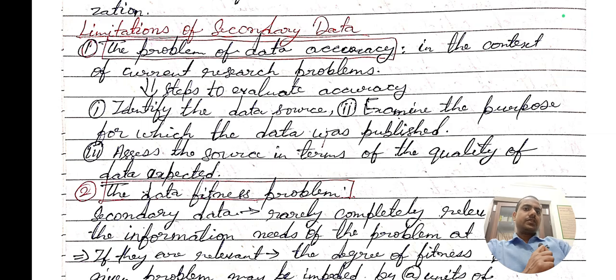In the context of current research problems, the first steps to evaluate the accuracy of secondary data are: first, identify the data source. Second, examine the purpose for which the data was published. Third, assess the source in terms of the quality of data expected. These are the steps by which we can find out the problem of data accuracy.